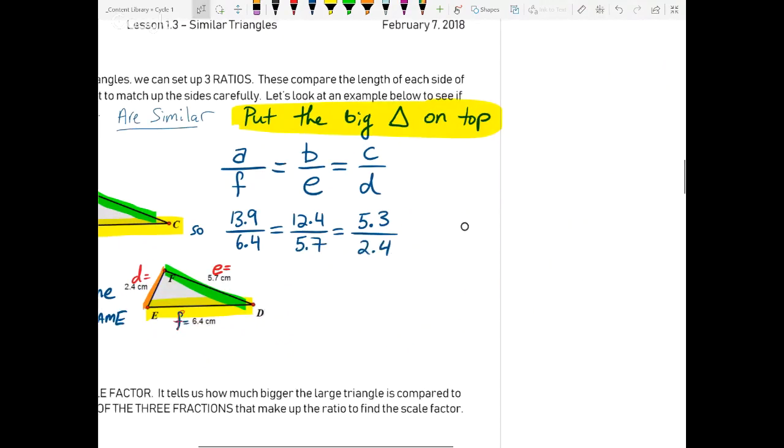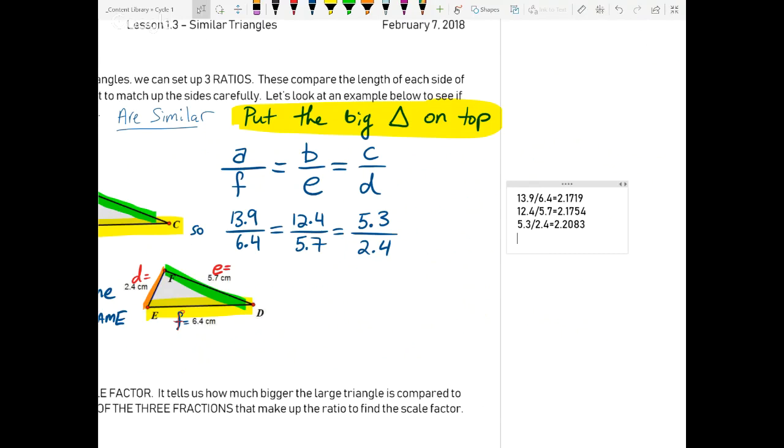But these should all give you the same decimal number, which is what? Has someone actually done this? I will do it. 13.9 divided by 6.4 gives us 2.17. 12.4 divided by 5.7 gives us 2.17. And 5.3 divided by 2.4, this is probably going to be a little wonky, 2.2, right? And if you round these to one decimal, they all equal 2.2, right?